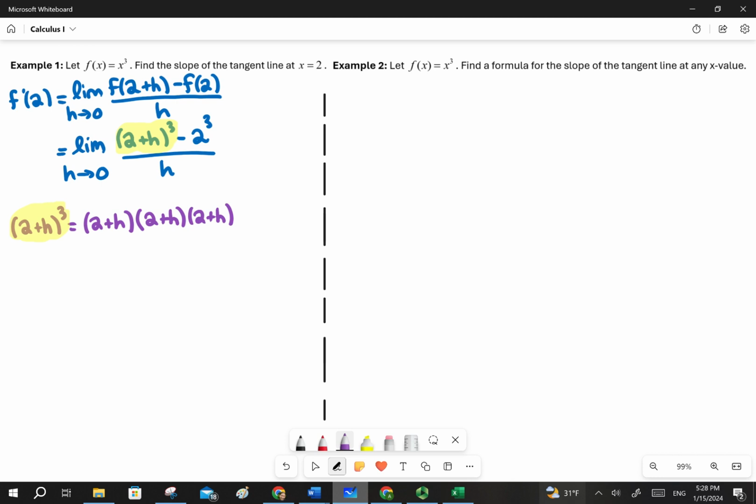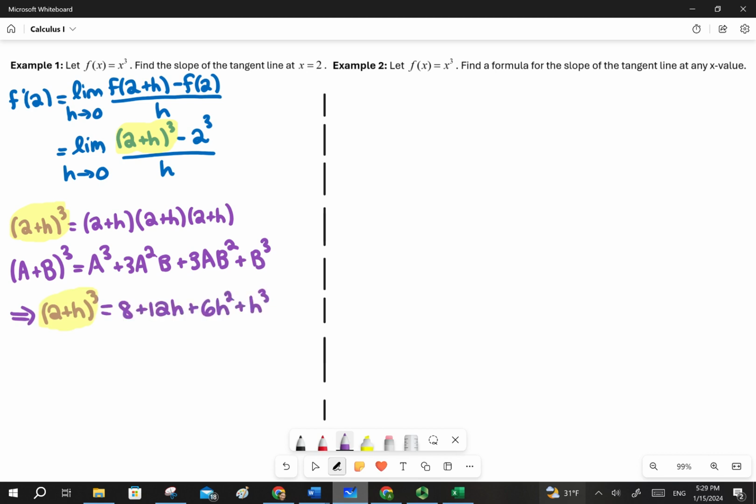Or, if we know the formula for cubing a binomial, we can use that. A plus b cubed is equal to a cubed plus 3a squared b plus 3ab squared plus b cubed. Either way, we end up with 2 plus h cubed equals 8 plus 12h plus 6h squared plus h cubed. I'll show the details for multiplying this out in either method, but if you're comfortable with it already, feel free to skip ahead in the video.